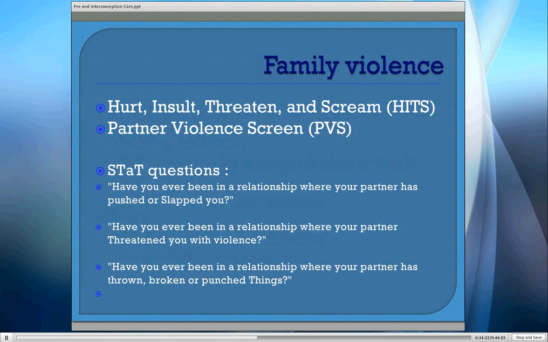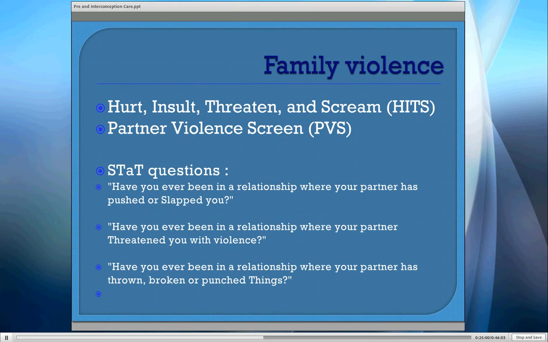Specific screening tools are available for violence. The 2 listed, the HITS and the PVS, have been validated for use with both men and women. If the use of a specific screening tool is not feasible, key questions can be added to existing protocols or forms. A single screening question, "Do you feel safe at home?" had been recommended, but there's now conflicting evidence about its validity. The 3 STAT questions seen on the slide here, when used together, have been shown to effectively identify abuse in women.